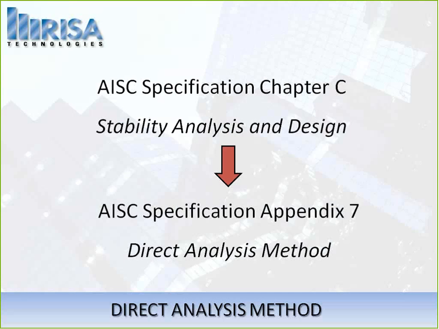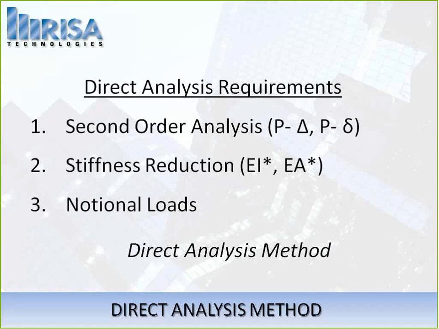Now, in the upcoming 14th edition, the contents of Appendix 7 have been placed in Chapter C, and they are now the official way to do stability design. But in the 13th edition, they are still technically an option, although you'll find that they are the best way to account for stability within a structure. So we're going to take a look at Appendix 7, and that is the direct analysis method.